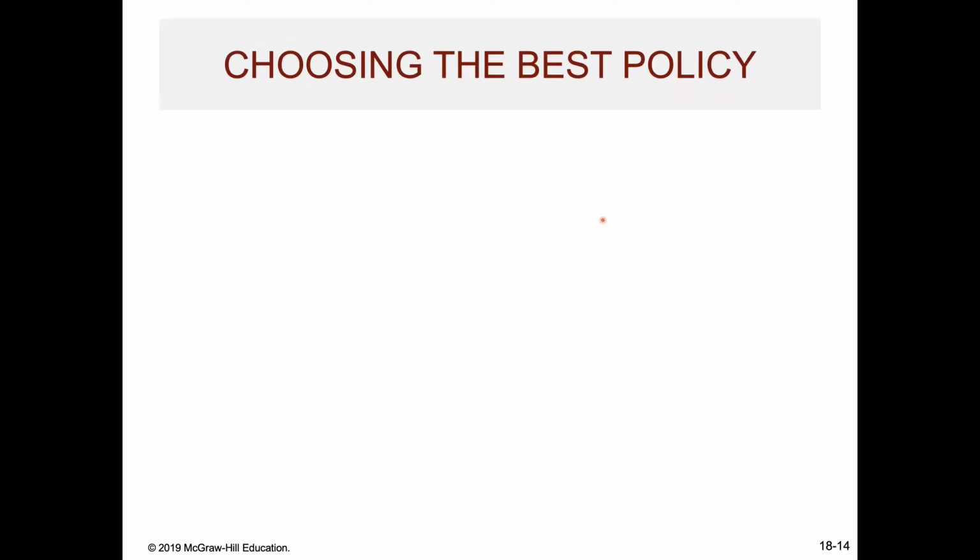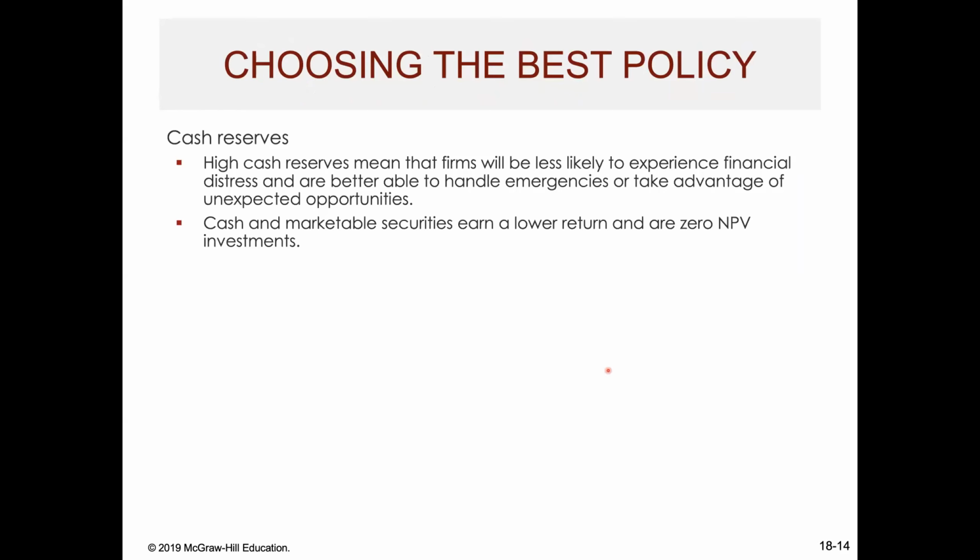So how do we choose the best policy? Is it better to be flexible or restrictive? There are some things to think about. Cash reserves. High cash reserves mean that firms will be less likely to experience financial distress and are better able to handle emergencies or take advantage of unexpected opportunities. So if you've got good cash reserves, then you'll be in a good position if you hit an emergency or have an unexpected opportunity.